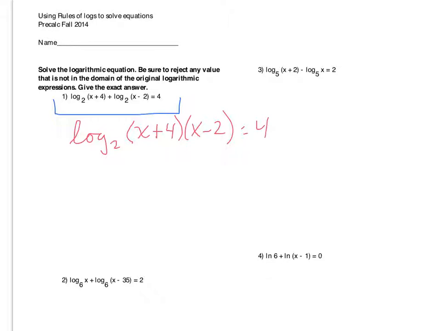For homework, it would have looked like this, and you would have separated that into log base 2 of x plus 4 plus log base 2 of x minus 2. So this is the reverse. Reverse what? It's the reverse product rule. For homework, you were separating them. This one, you're putting it together. Now, in class, we did it both ways.